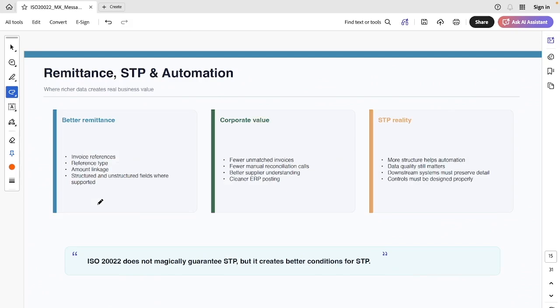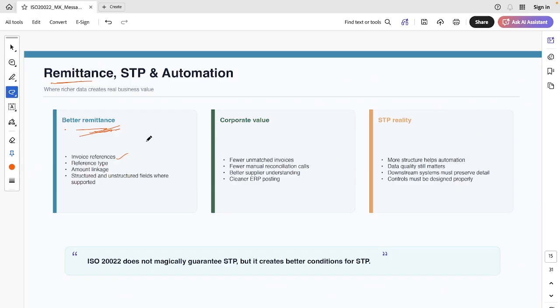Now let's connect the richer data with the remittance, STP and automation. So one of the most visible business benefits of ISO 20022 is better remittance information. Remittance means the information that explains why a payment is being made. For example, invoice references, purchase order, then your customer reference, payment purpose, or account linkage. For corporates, this is extremely valuable. Remittance information is extremely valuable.